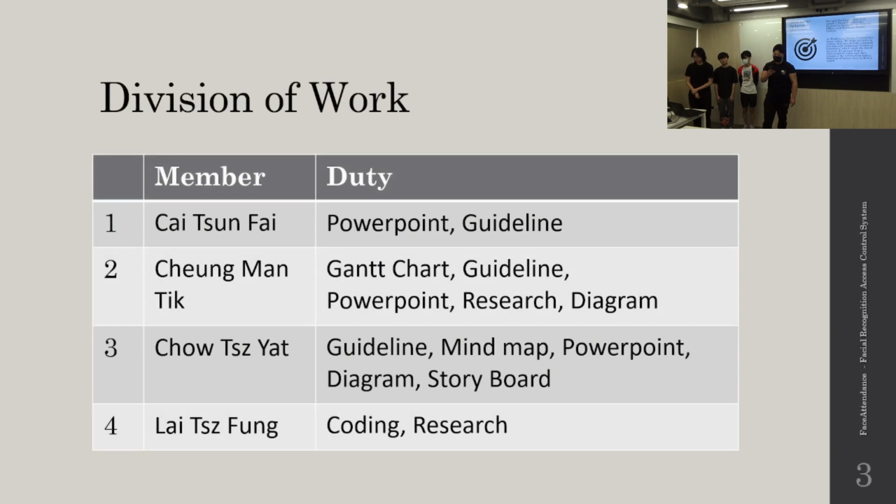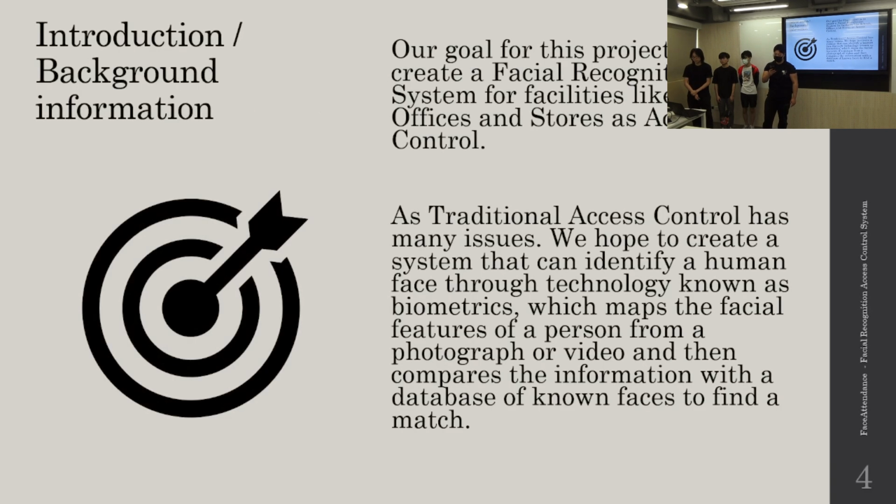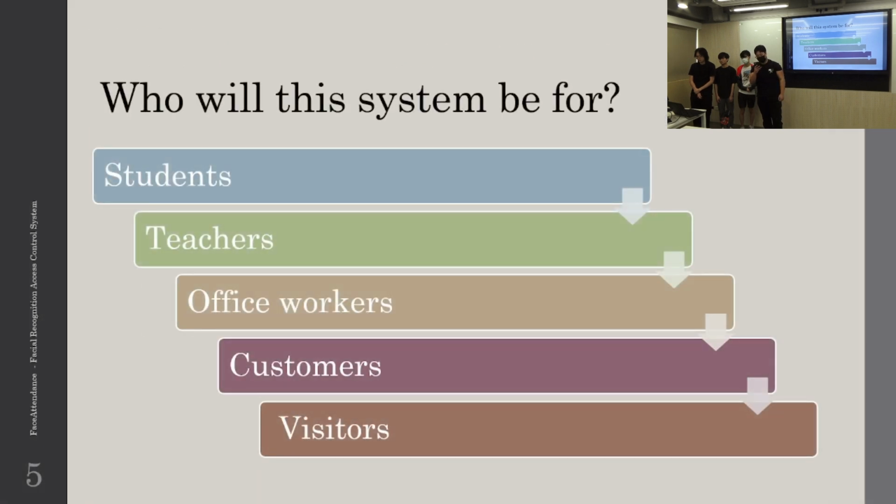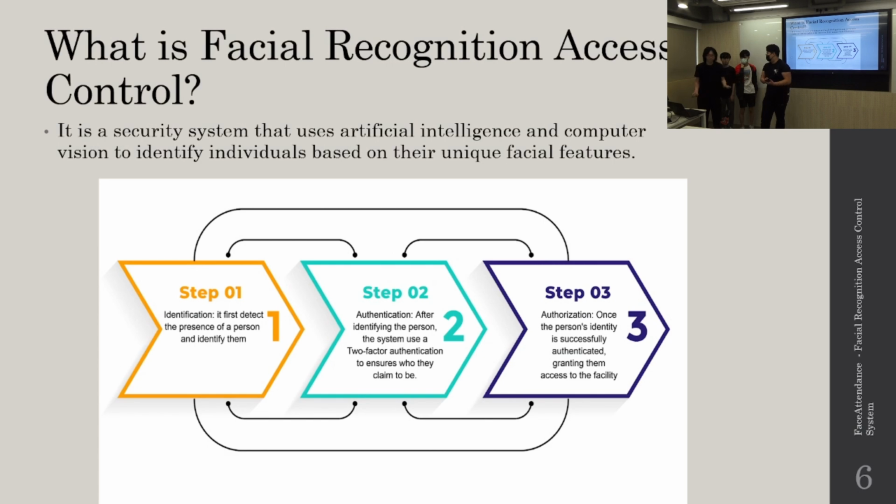Our goal for this project is to create a facial recognition system for facilities like schools, offices, and stores as access control. Traditional access control has many problems, which we'll be talking about later. We hope to create a system that can identify a human face through technology known as biometrics, which matches the features of a person from a photograph or a video with a database of known faces.